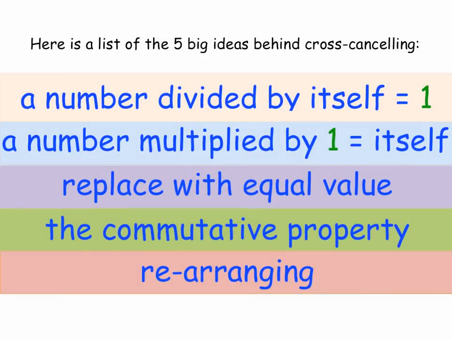Here's a list of the 5 big ideas behind cross-canceling. A number divided by itself equals 1. A number multiplied by 1 equals itself. You can replace a number with something of equal value. There's the commutative property and rearranging.